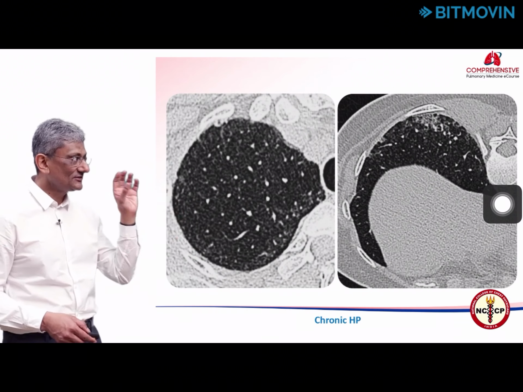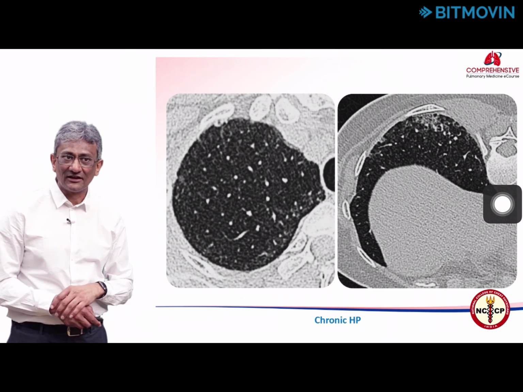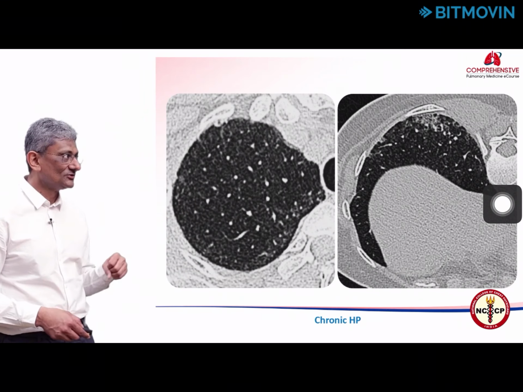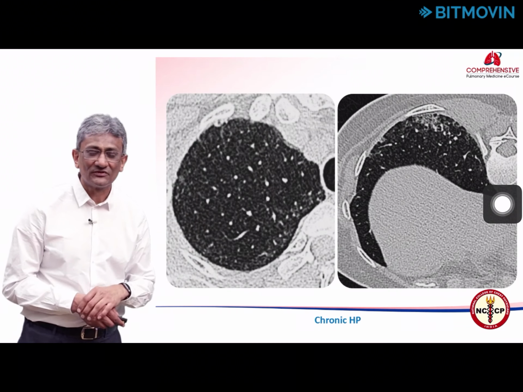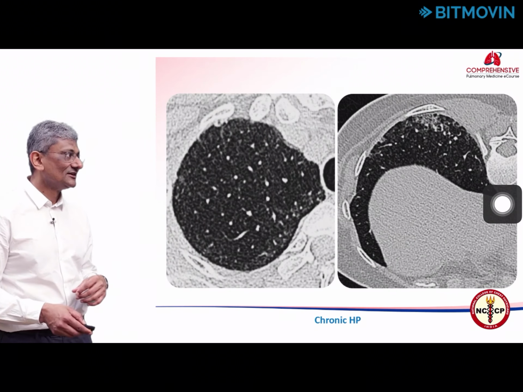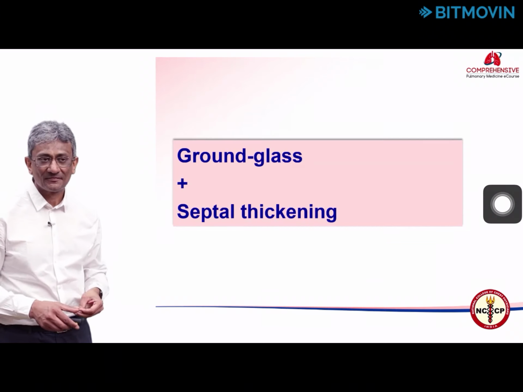Here is a patient who in the upper lobes has ground glass with bronchocentric nodules, and this is HP, whereas on the right you have started seeing fibrosis on the prone images in the basal regions.